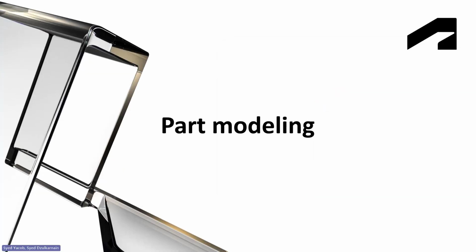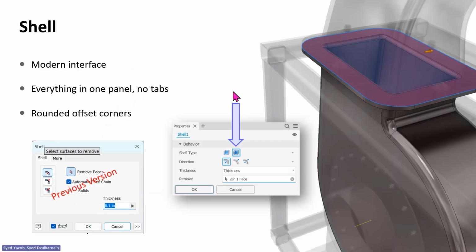Okay, so now we go to the next pillar, which is part modeling. For part modeling, one of the updates inserted into 2026 is the shell. They consolidated some of the commands into the same tab. So there are no longer two tabs for this. Now we only have one tab with two types of shell. You can see here, previously we had two tabs.